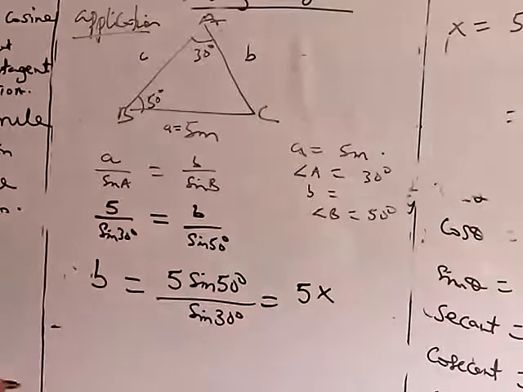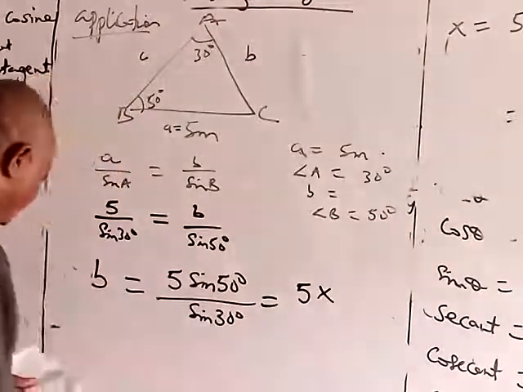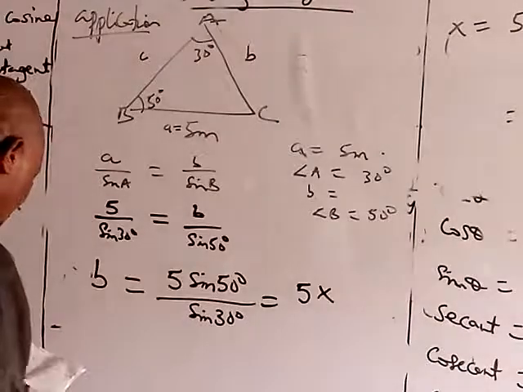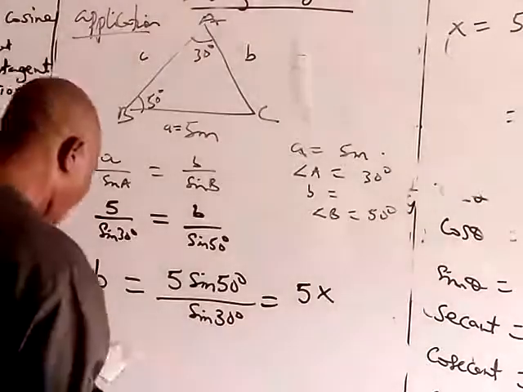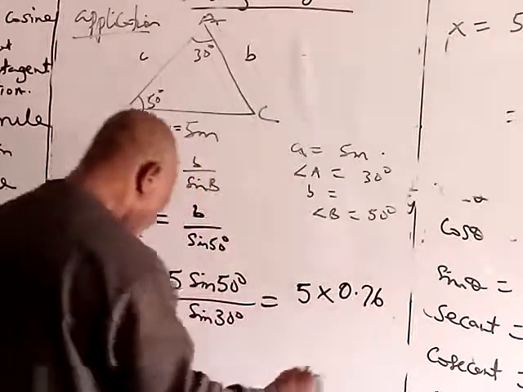Yes? What is sine 50? Use your calculator, or you can use your 4-figure table. What's your sine 50? Correct. You are getting 0.7660.